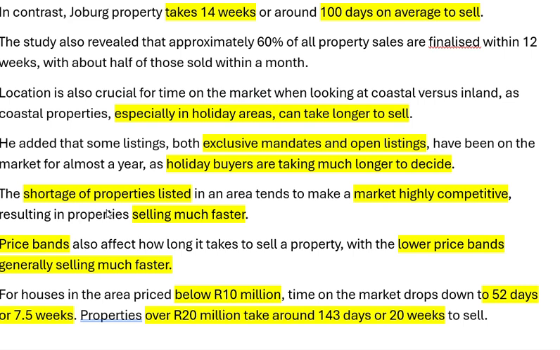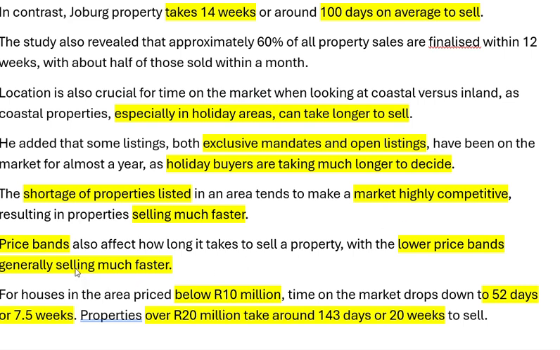Shortage of property listed, market highly competitive, and it sells much faster. As I've stated above, if there's a shortage in the property listing, it becomes competitive. We all know in economics, we talk about demand and supply. So the lower the supply, the higher the demand. That is why it's selling faster if there is less property listed.